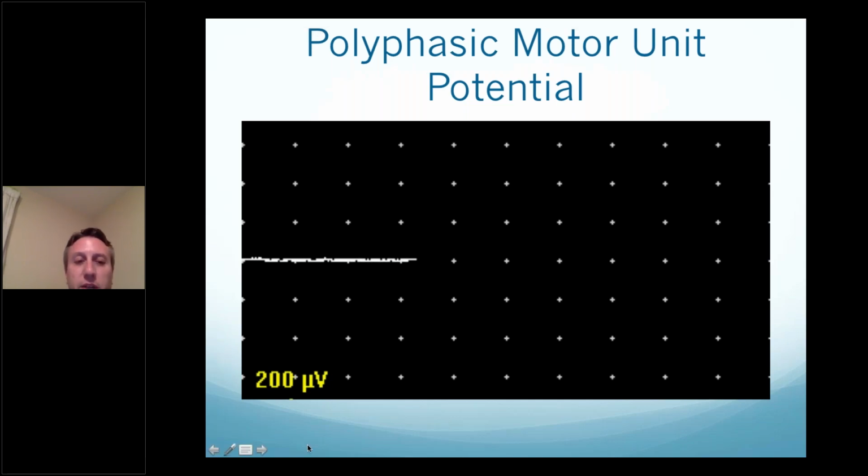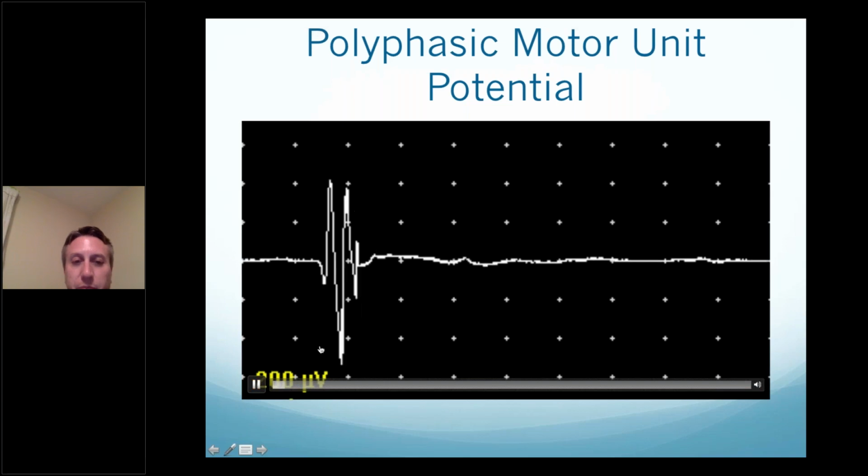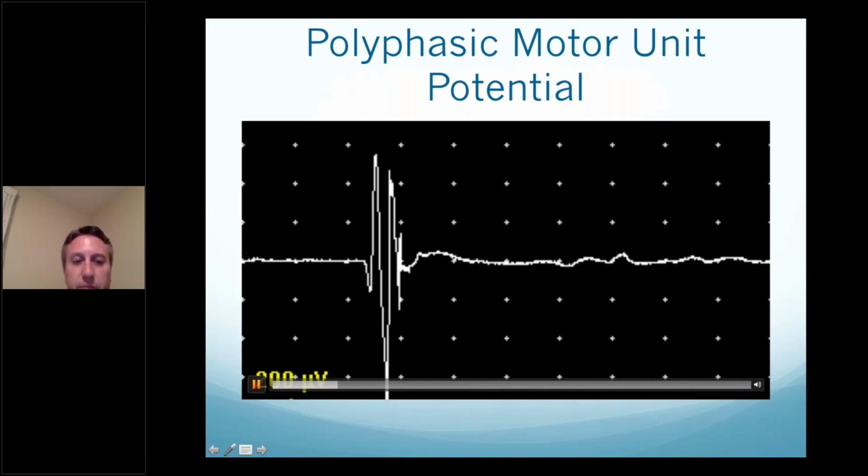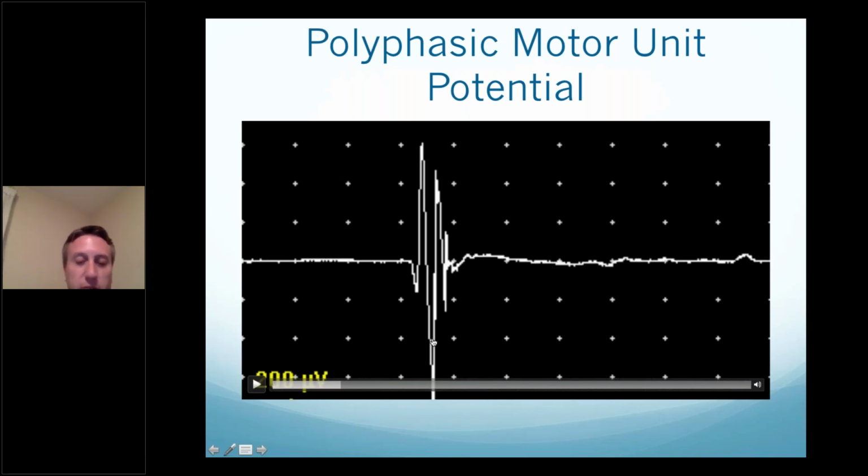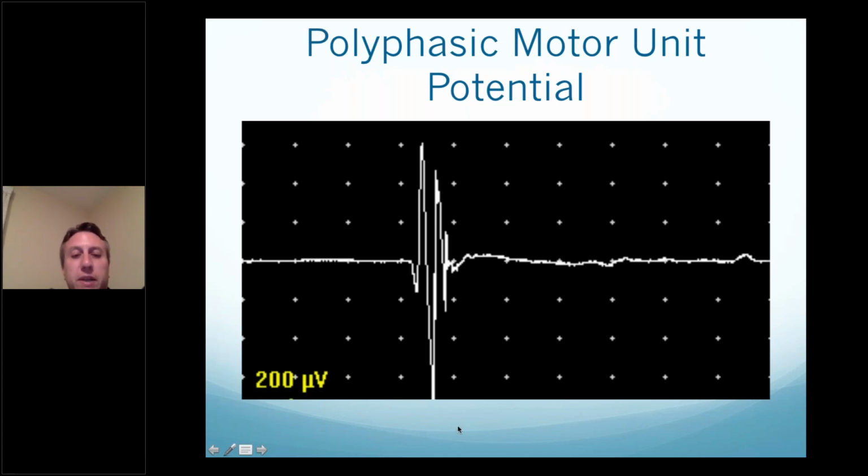Again, because we see here, let's see if I can play it one more time and stop it. There we go, that's a good shot. You see how many times it crosses up and down on the baseline. This is a classic textbook example of a polyphasic motor unit, of how many times it crosses up and down from the baseline. It's normal size, but it's a polyphasic motor unit potential.